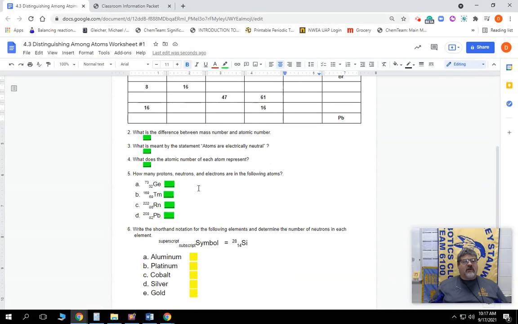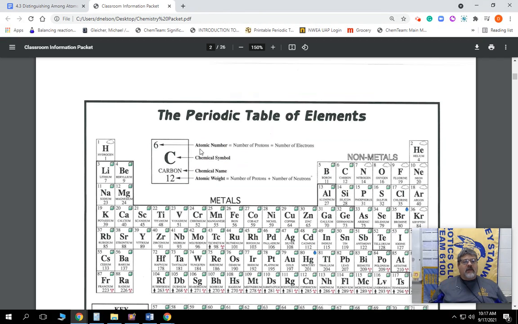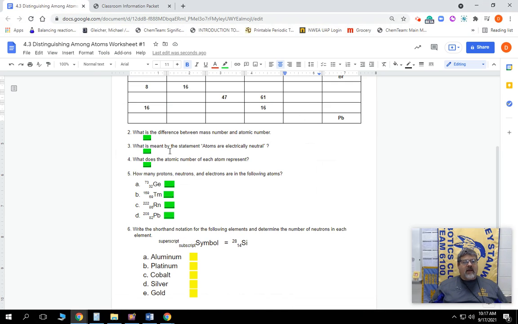Now for question 2, what's the difference between mass number and atomic number? Well, we go up here. This is your mass number. This is your atomic number. This includes only protons, but it also happens to be equal to the number of electrons. Your mass number is the number of protons plus the number of neutrons. That's how you would answer that. Look at all the rest of these; I answered some of them.